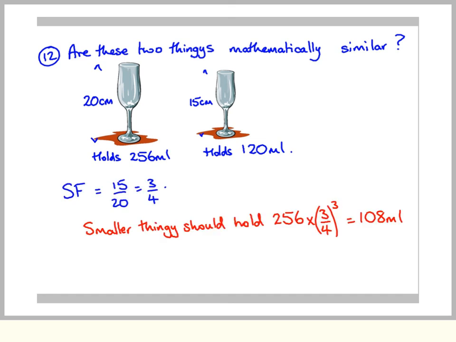Because we're talking about volume, that's what this capacity is, we are cubing our scale factor and multiplying it by the original volume to get down to what we should have in our smaller thingy. Now we can see 120 is not equal to 108, therefore not mathematically similar. Close, but not close enough.